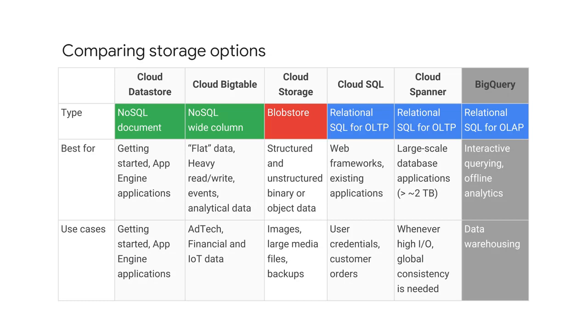Consider using Cloud SQL or Cloud Spanner if you need full SQL support for an online transaction processing system. Cloud SQL provides terabytes of capacity, while Cloud Spanner provides petabytes and horizontal scalability. Consider BigQuery if you need interactive querying in an online analytical processing system with petabytes of scale.